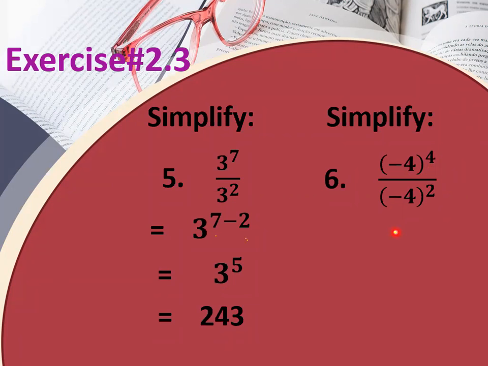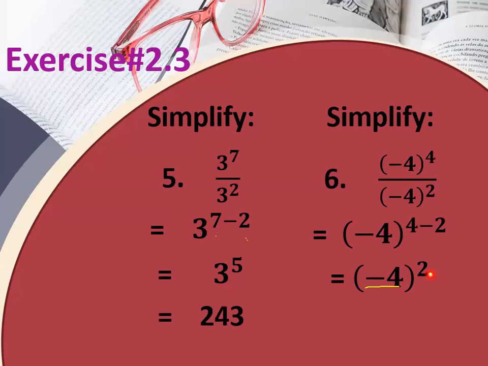So what will be the answer? Your common base here is minus 4, and then you will subtract their exponents, that is 4 minus 2. So 4 minus 2 will become minus 4 raised to the power 2. Now, what you will see here is that the base is negative, and this is your exponent, which is an even number. So if the base is negative and the exponent is an even number, your answer will be positive. Please keep it in your mind.